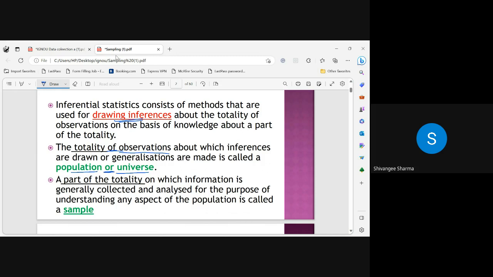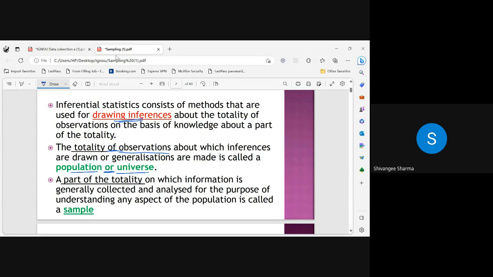Suppose you are studying the level of satisfaction which people get from vanilla ice cream, right? From consumption of vanilla ice cream of Vadilal company. Then the population for this particular problem will be all the consumers who are consuming that particular ice cream, right? That will be your entire universe.